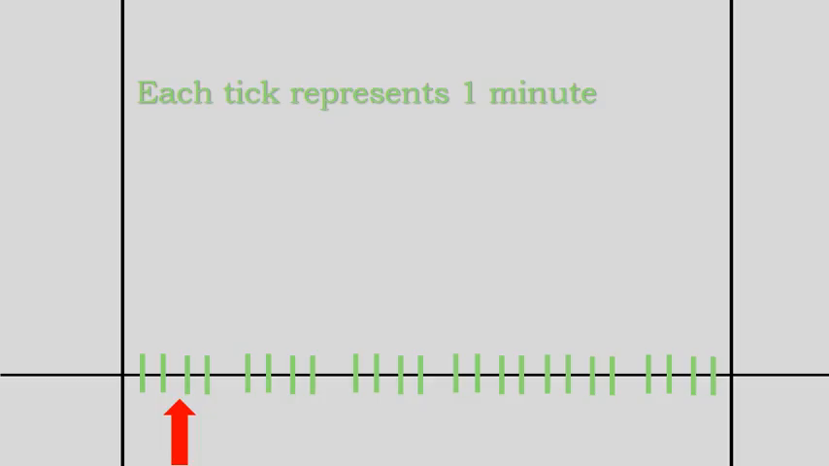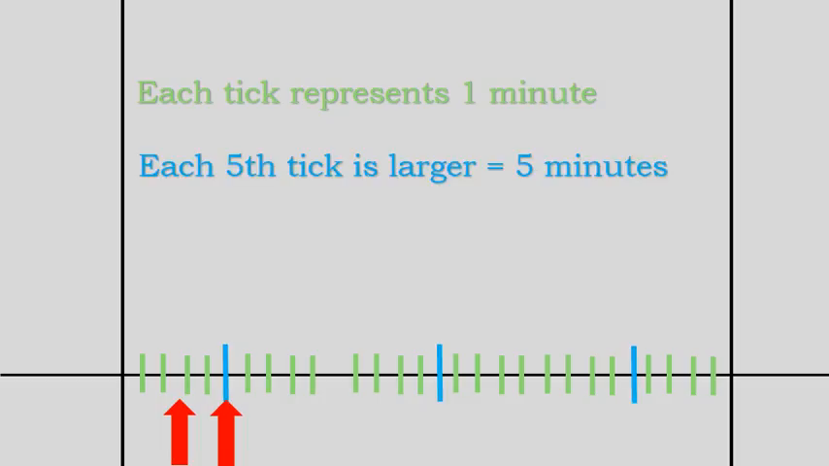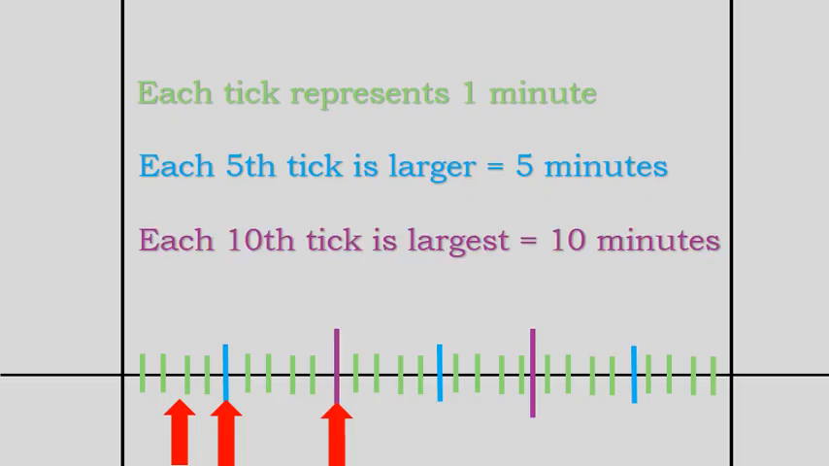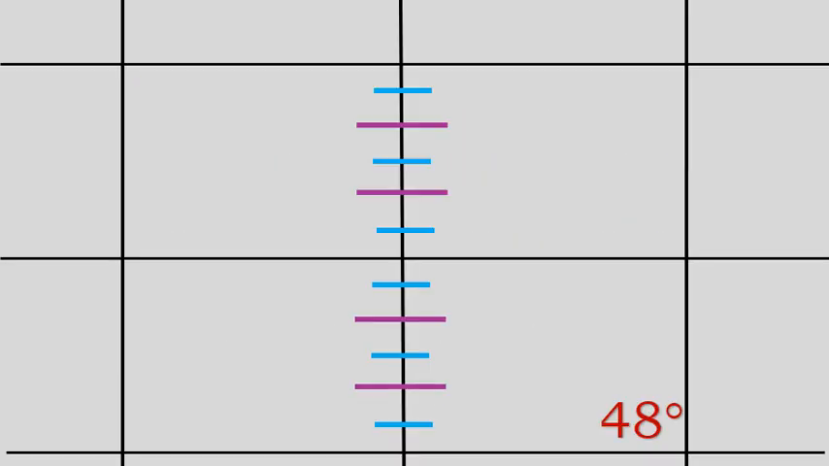Between each main line of latitude or longitude, there are incremental minute markers. The small ticks represent 1 minute. The slightly larger ticks represent 5 minutes. And the largest ticks are 10 minutes. By reading the larger ticks, you will be able to find the specific minutes associated with map coordinates.